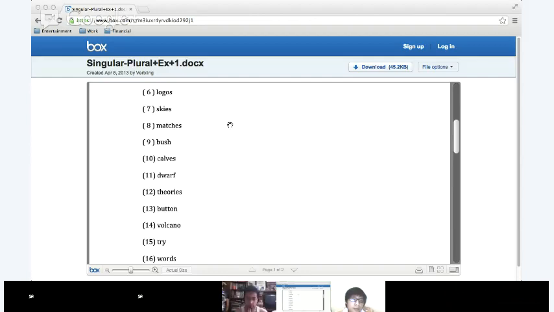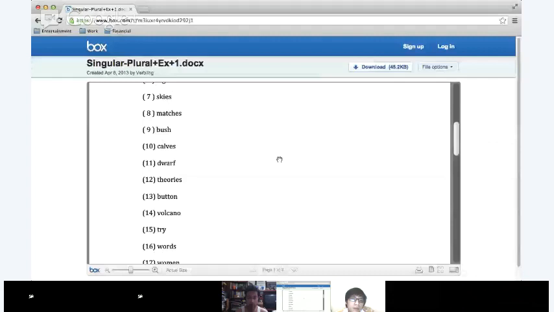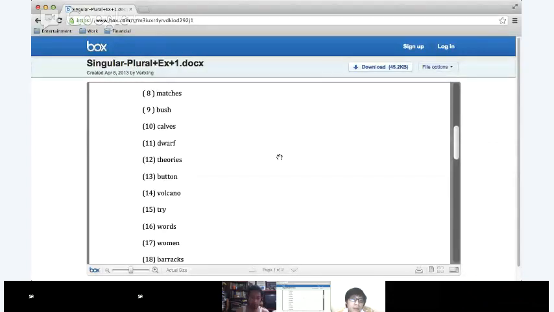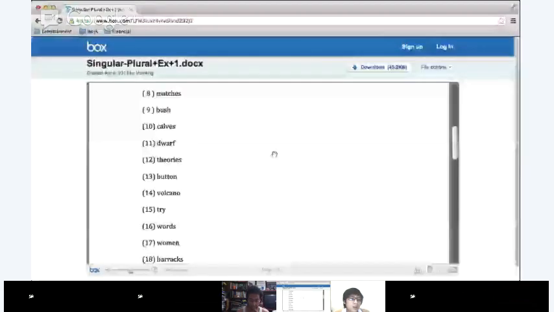All right, Adela, numbers 10, 11, and 12, please. Calves, calf. Good, so calves. Now that L is going to be silent, Adela. So instead of saying calves, we say calves. Calves. Okay, how about number 11? Dwarf. Okay, we need an S sound at the end here. So it would be dwarf with an F, and then dwarves with a V and a voiced S.